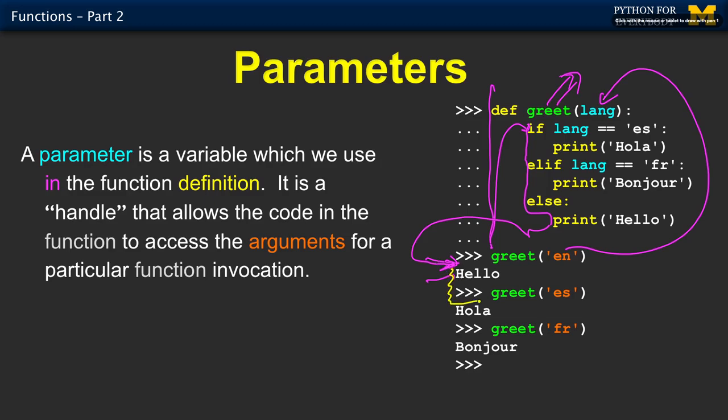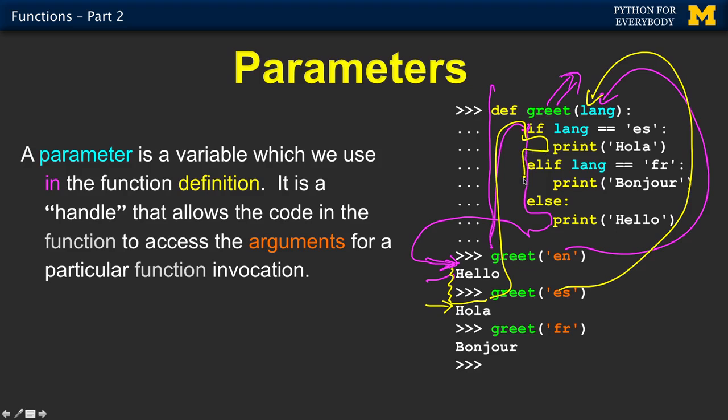Here, greet. So it's going to run this function again. Remember where to come back to, which is right here. Jump up to here, and then make ES this time be what lang means. And so now lang is ES, so this is true. We run that code, we come out, and we print out hola, and then we go back to where we remembered before. Then we continue on. Come to this code.